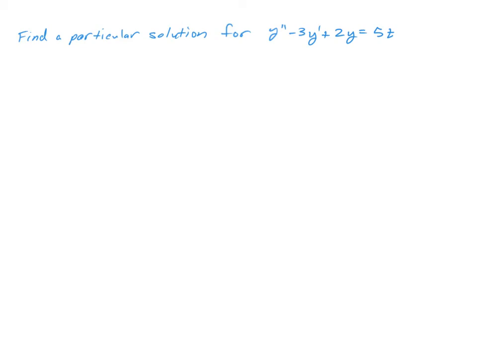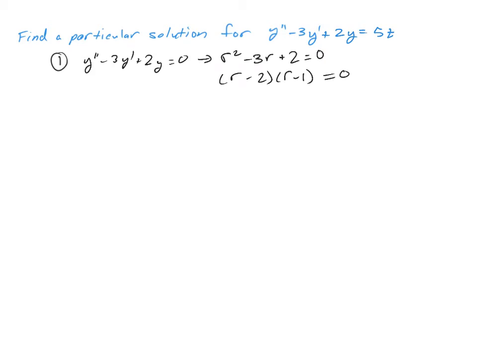Okay, so the first step in solving this problem is to solve the homogeneous equation, which is y double prime minus 3y prime plus 2y equals 0. It has auxiliary equation r squared minus 3r plus 2 equals 0, which factors into (r minus 2)(r minus 1) equals 0. So the r1 value is 1, and the r2 value we'll say is 2.